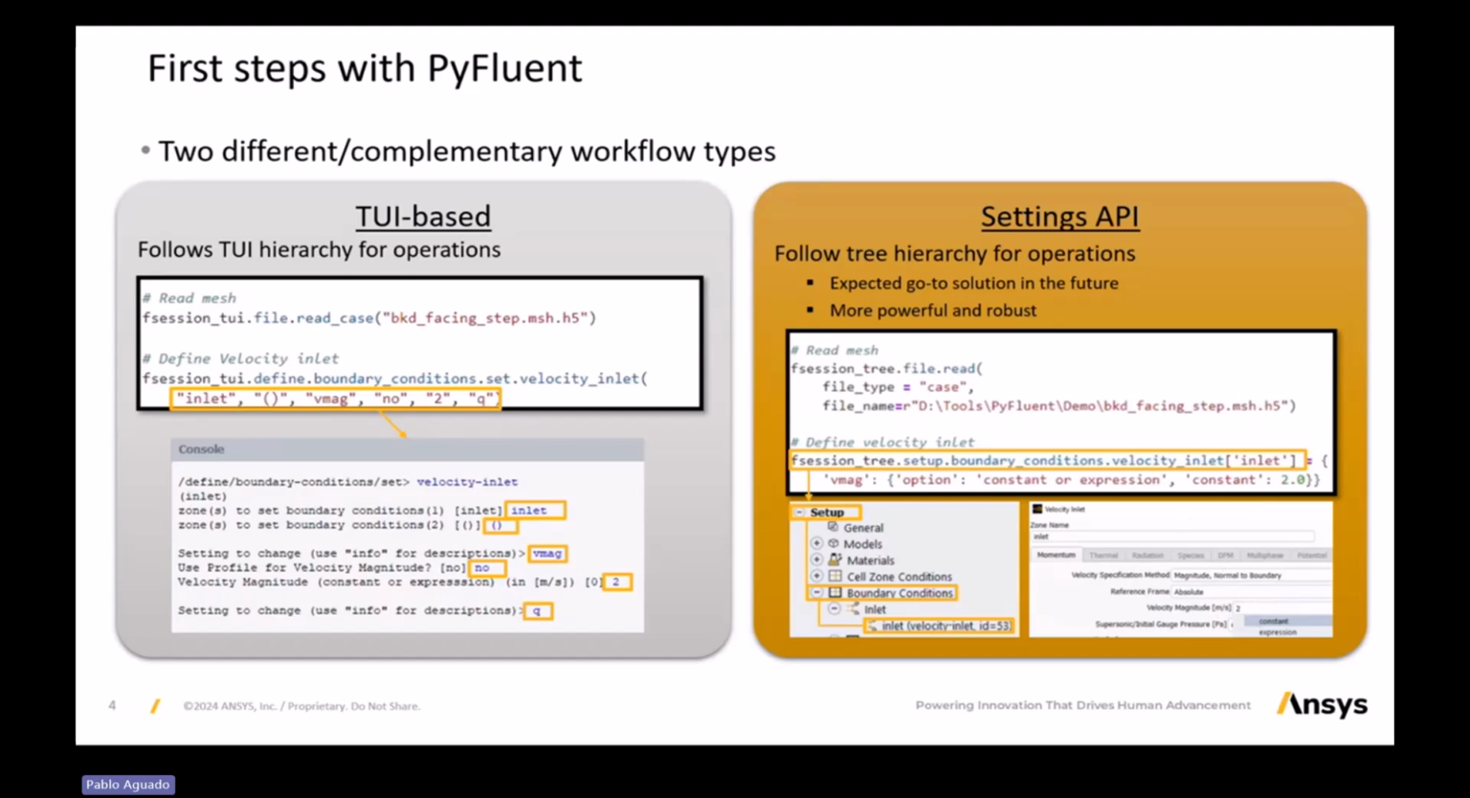And this, as you can imagine, becomes much more robust because we don't have to make these lines aware of the context, like whether we have energy or not. In TUI, if we have energy, it will ask us a set of questions related to the energy. In settings API, it doesn't matter. We are just acting on the velocity. That's it. We don't care about any other models that may be enabled.